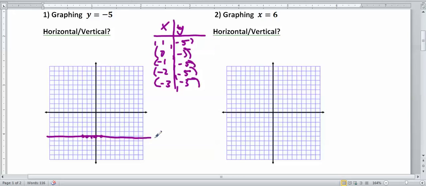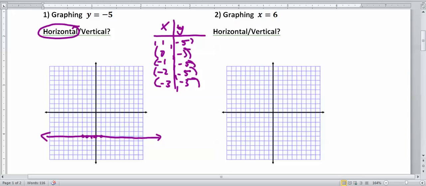It should be parallel to the x-axis. It should never touch it, right? Because it's only y values. There are no x values, so it should never ever cross the x-axis. So in this case, whenever I see y equals, it's going to be a horizontal line because I'm only plotting y values. Okay, all of the x values, it doesn't matter what they are, right?